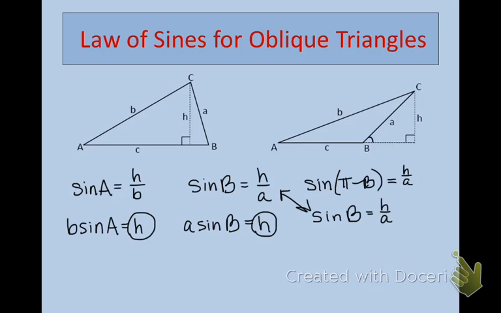So no matter which triangle I get, I have the relationship that H could equal this stuff or H could equal this stuff, which means that B times the sine of A should be equal to A times the sine of B. Agreed?